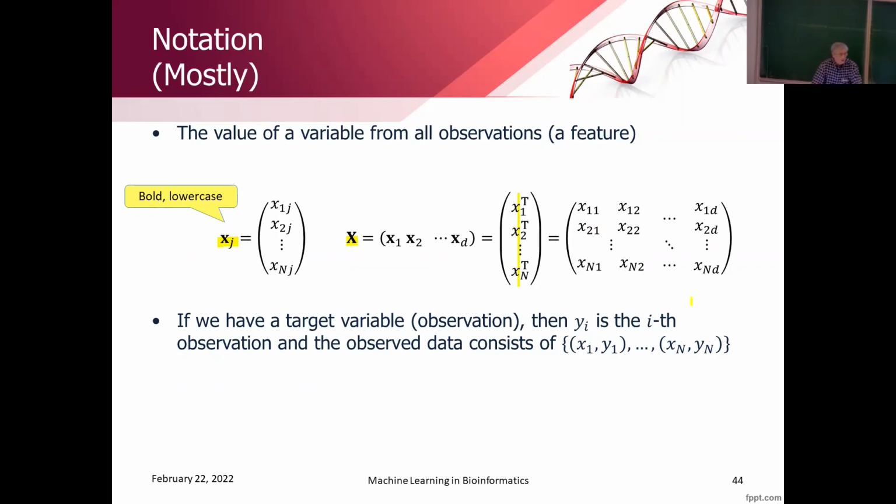If we have a target variable, then y sub i will be the target of the ith observation, and the whole observation table consists of pairs. x1 is the observation described by the attributes, and y1 is the target variable. Of course, in general, the target variable can also be a vector, but in most cases it will be just one number.